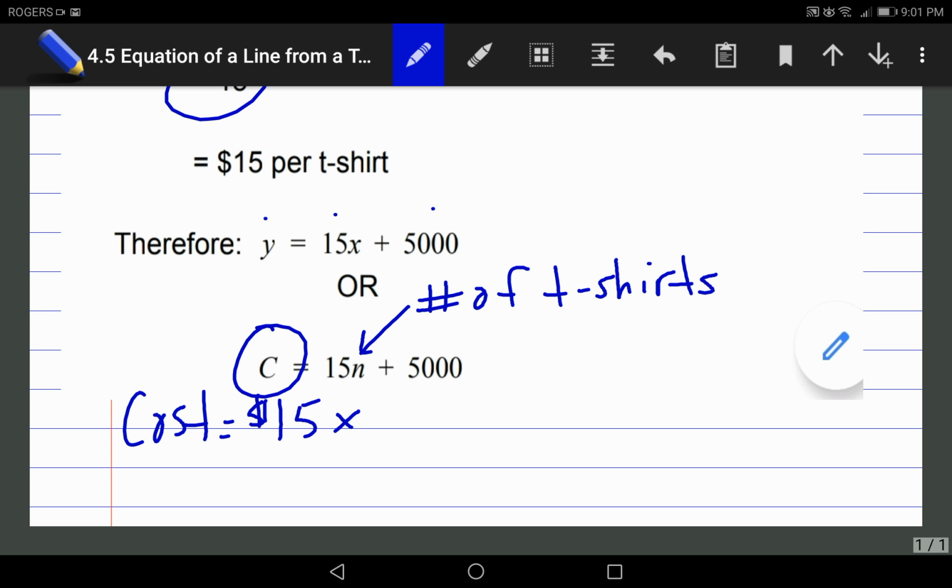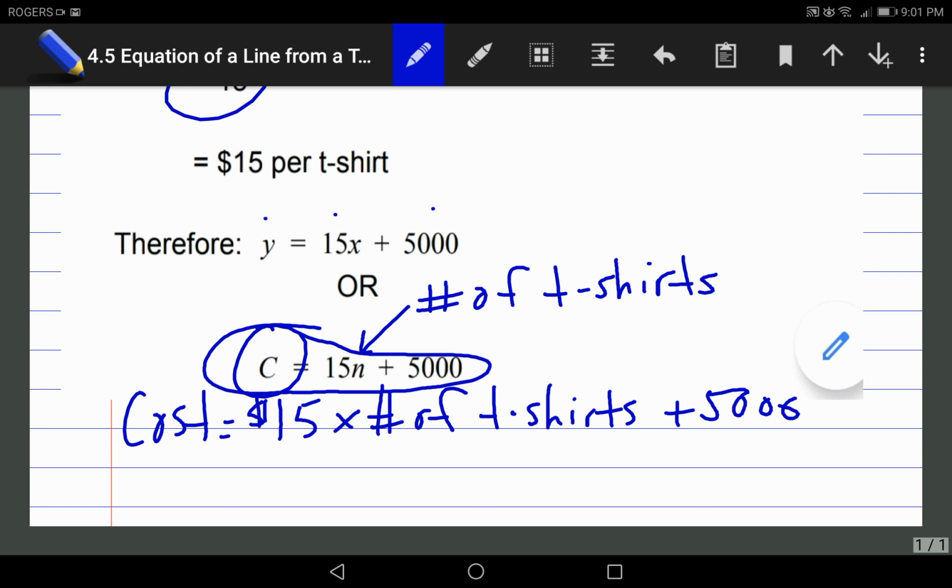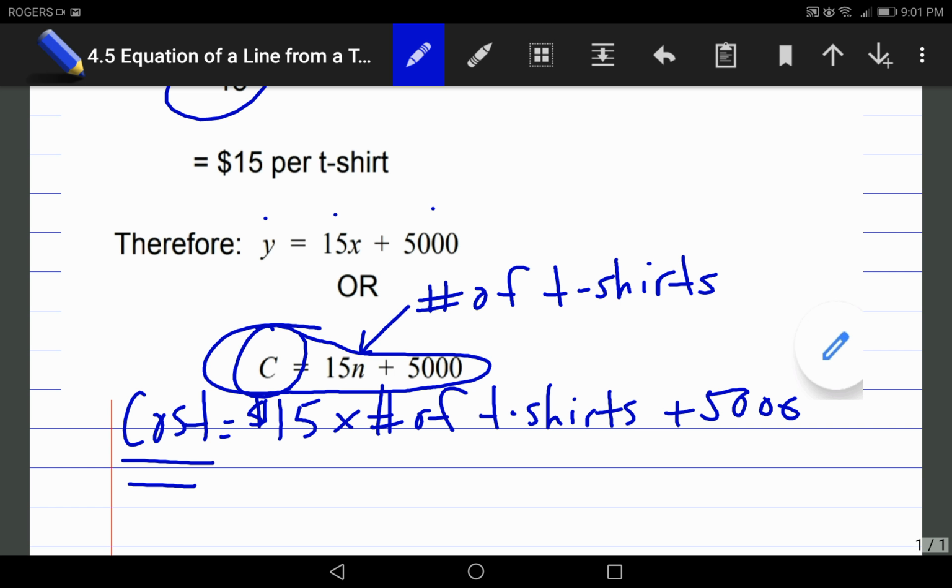Okay, so let's write this out again. So it's cost equals $15 times the number of t-shirts and then plus 5,000. So I'm just writing this out in words. You don't have to do this ever. But I'm just trying to explain to you how this equation makes perfect sense for this scenario. Because to calculate the cost, you have to take 15 bucks, times it by the number of t-shirts that you produce, and then add your initial value of 5,000. And that's how you will always calculate what your cost is.